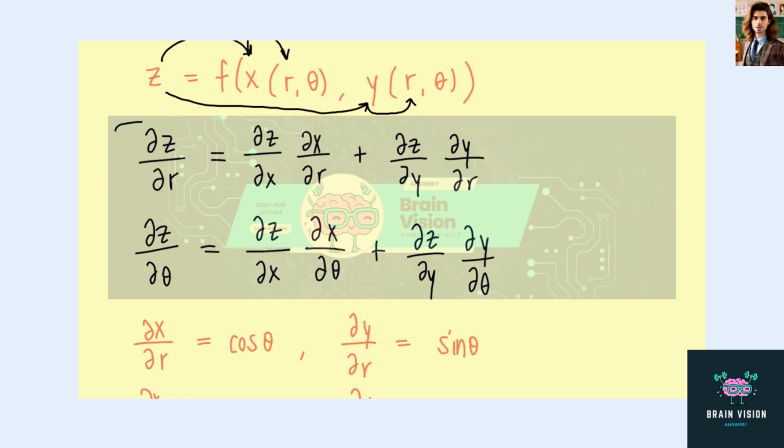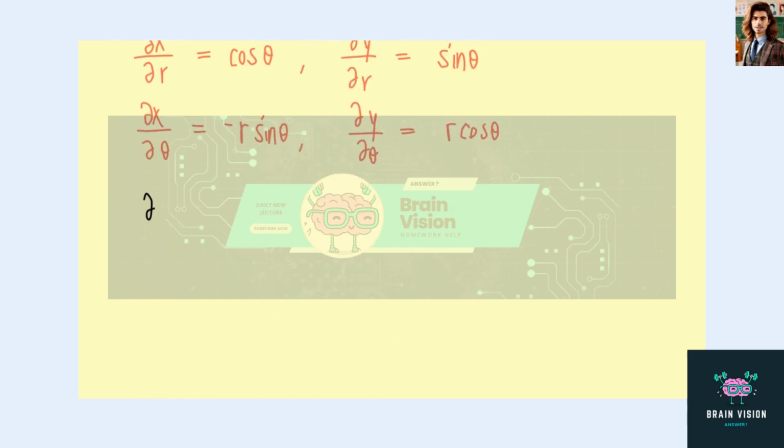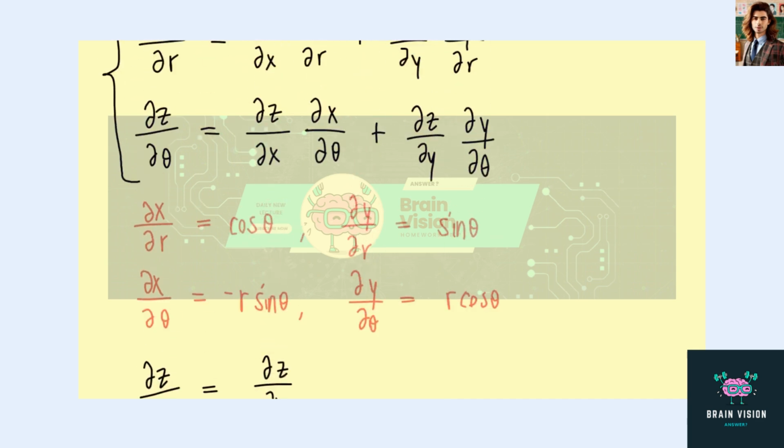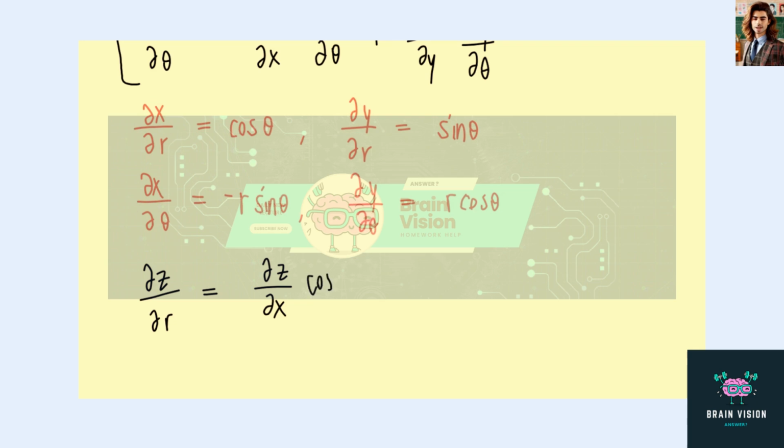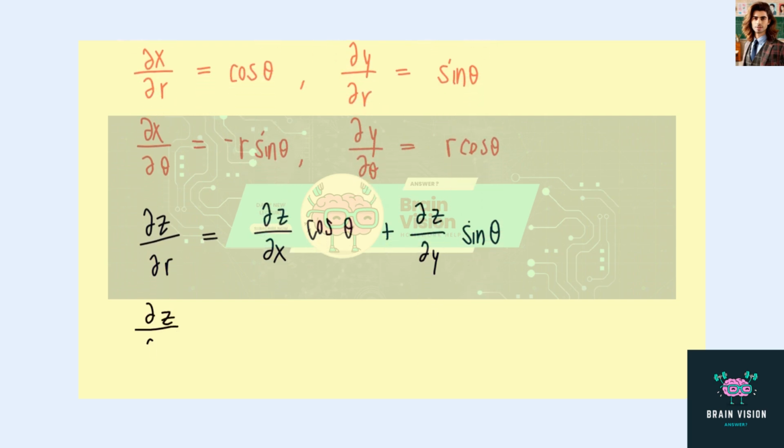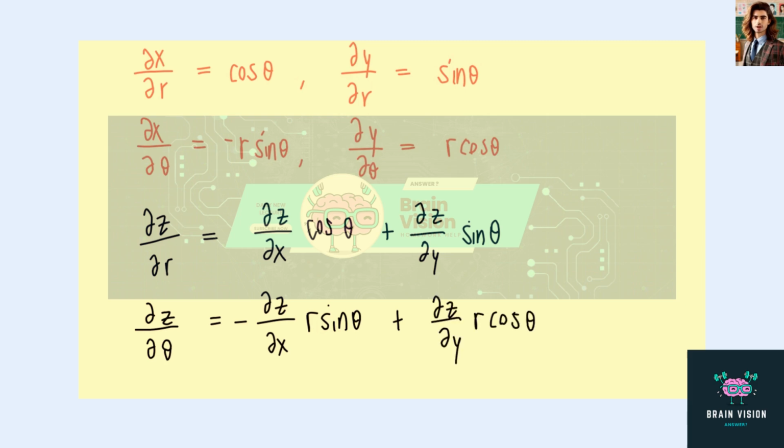So let's plug these in to our two equations. We have partial z partial r is equal to partial z partial x times cosine theta plus partial z partial y times sine theta. And now we can find partial z partial theta. We have partial z partial x times negative r sine theta, so I'll put the negative sign here, and then we have r sine theta. And then we have partial z partial y times r cosine theta.